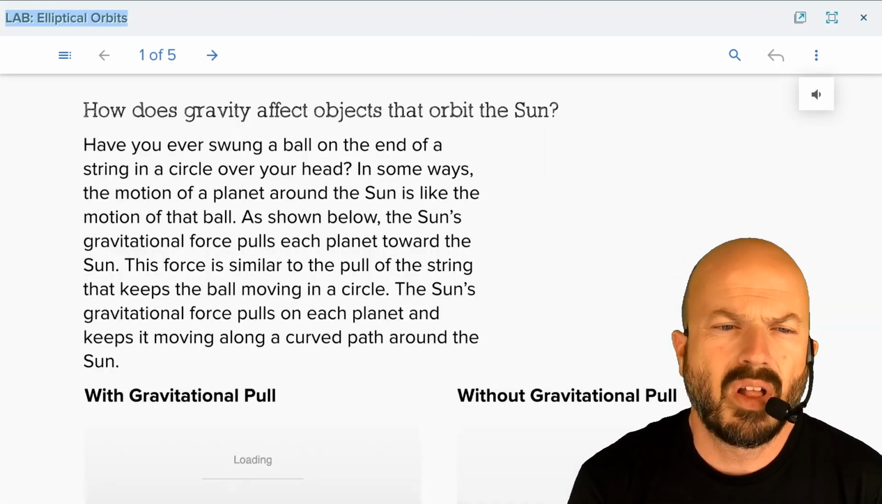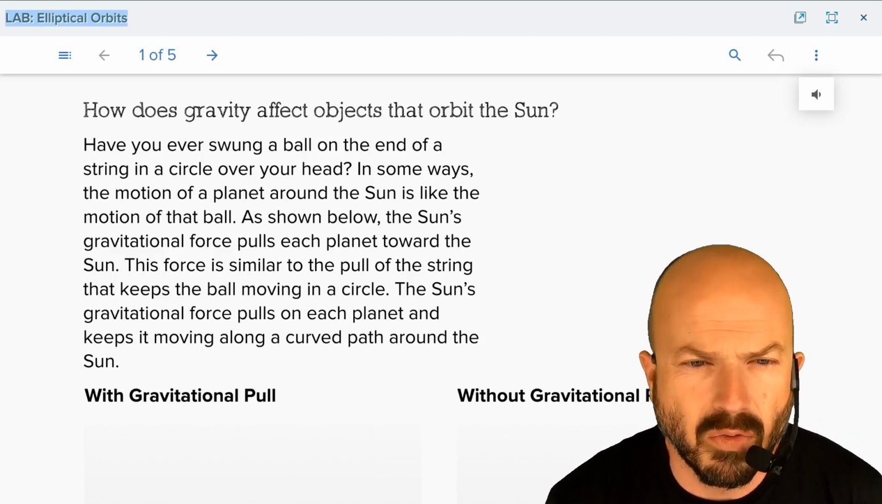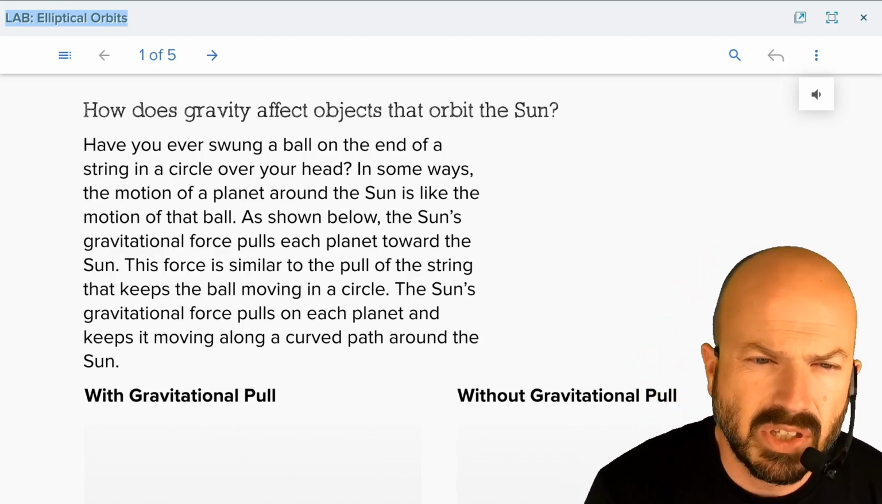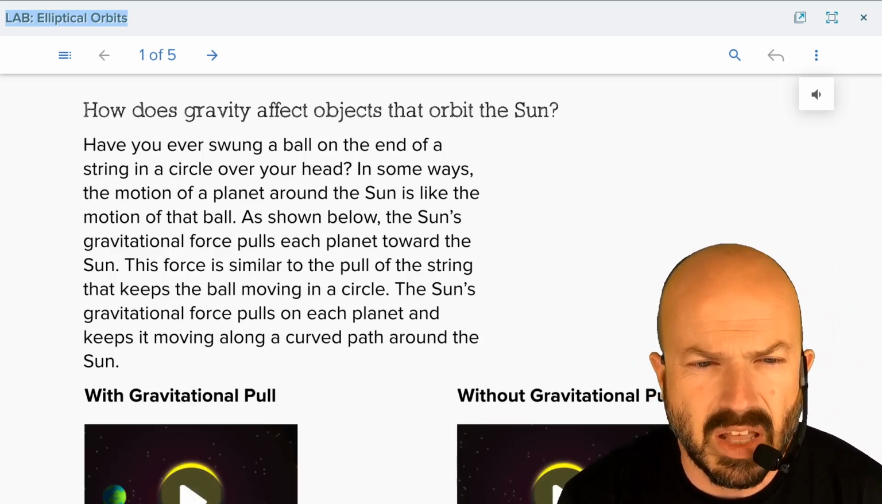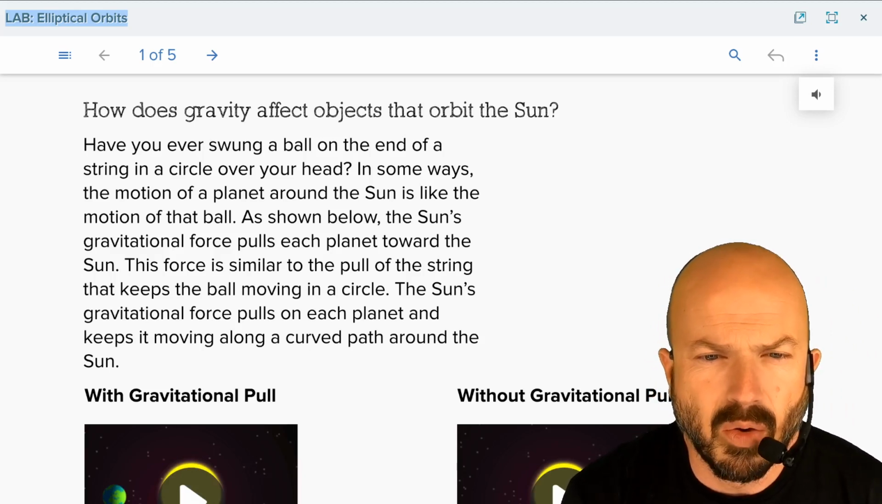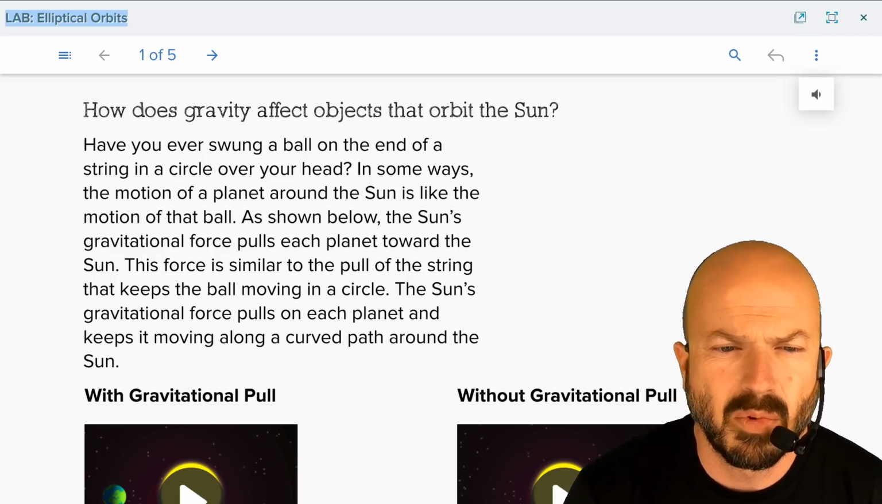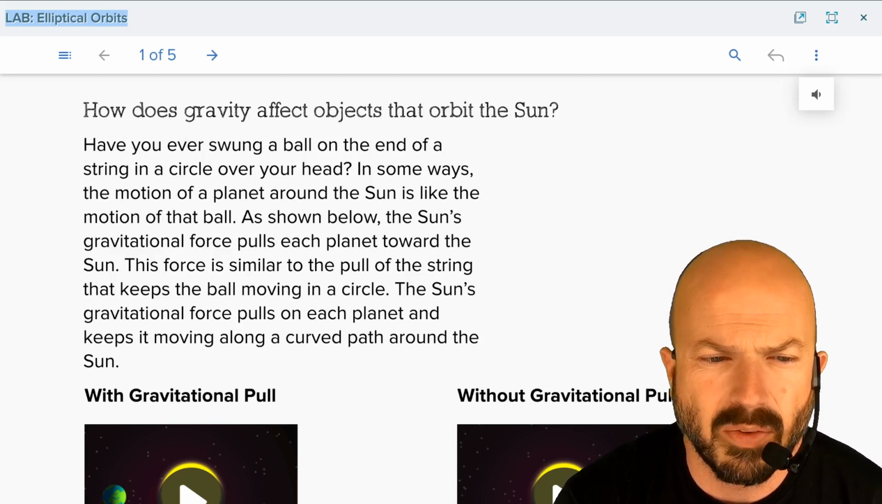Have you ever swung a ball on the end of a string in a circle over your head? In some ways, the motion of a planet around the sun is like the motion of that ball. As shown below, the sun's gravitational force pulls each planet towards the sun. This force is similar to the pull of the string that keeps the ball moving in a circle. The sun's gravitational force pulls on each planet and keeps it moving around a curved path around the sun.